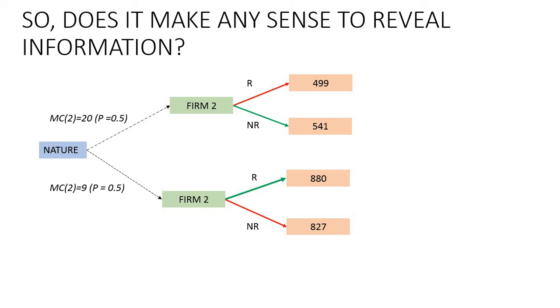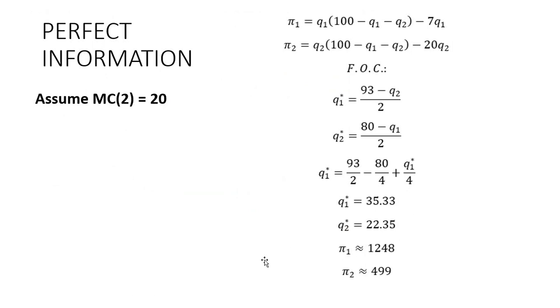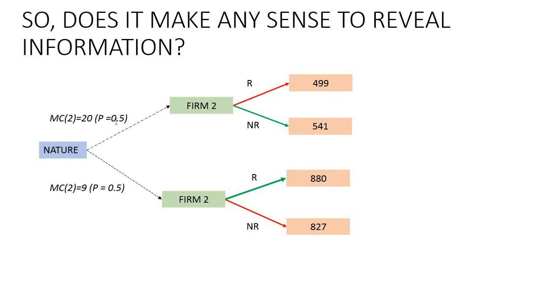Sorry, I had to find the slide. So again, let's start from the beginning. Marginal cost of the second firm is equal to 20, and the second firm decides to reveal information. So such an outcome will correspond to the outcome of the game with perfect information. And in this case, profit of the second firm will be equal to 499.